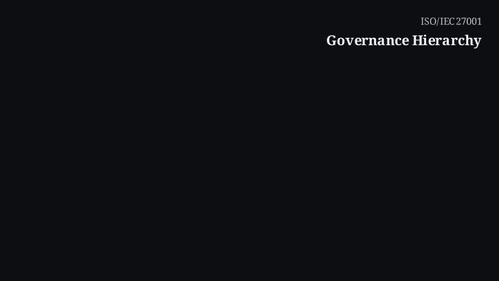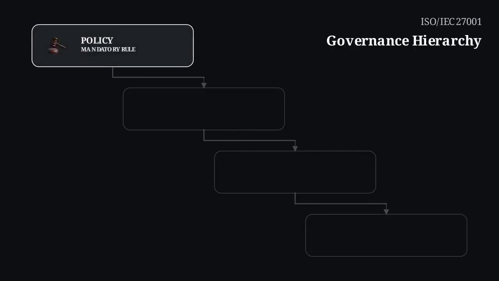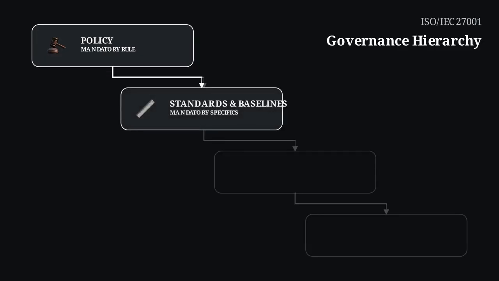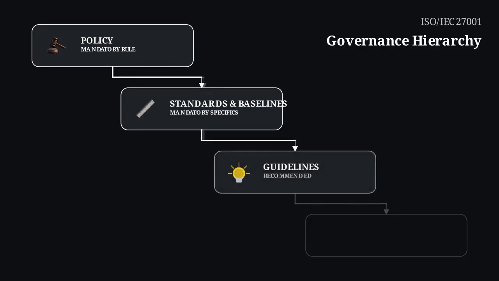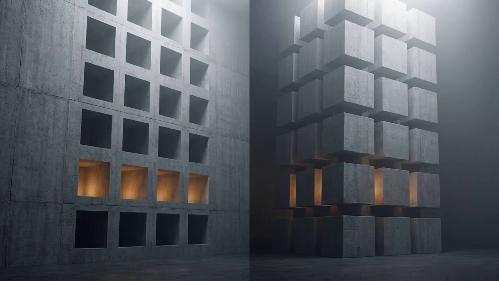To ensure this toolkit is deployed correctly, you must follow the governance hierarchy, illustrated in this descending waterfall chart. At the top is policy, the mandatory rule. Beneath that are standards and baselines, providing mandatory specifics. Guidelines offer recommendations, and procedures deliver step-by-step instructions. A generic framework is completely abstract until you scope it, tailor it, and drive it through this hierarchy.